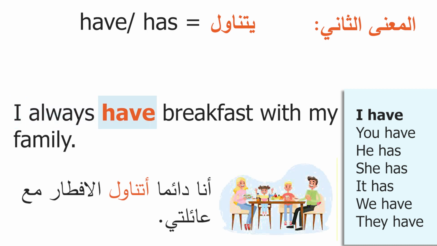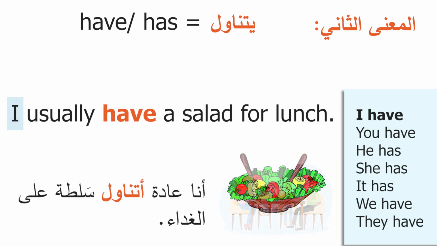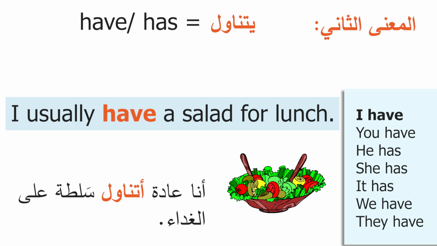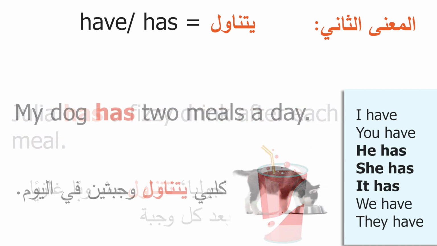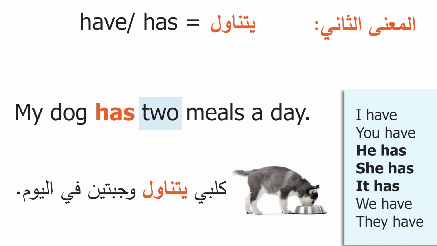I always have breakfast with my family. I usually have a salad for lunch. Julia has a fizzy drink after each meal. My dog has 2 meals a day.